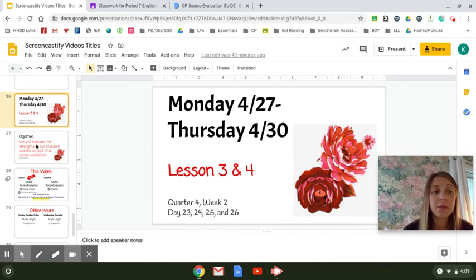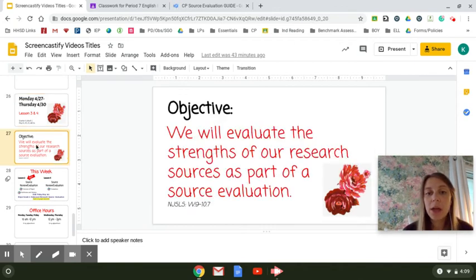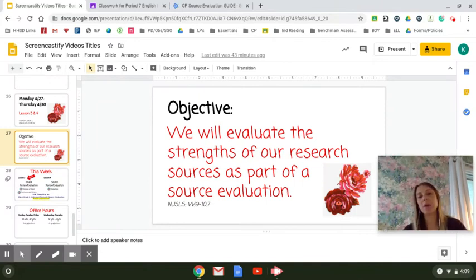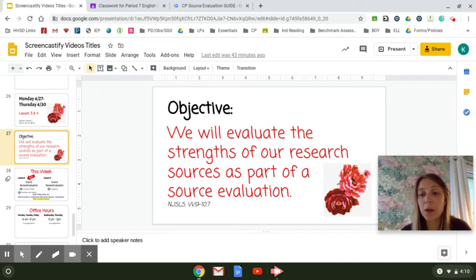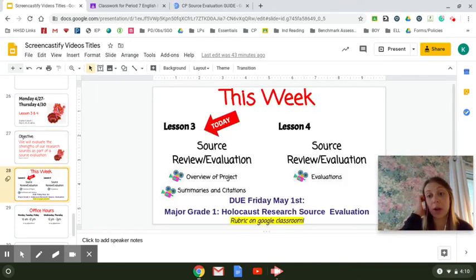The objective is the same for the whole week. We will evaluate the strengths of our research sources as part of a source evaluation, and you're going to submit a Holocaust research source evaluation final paper. And the paper is not very long. For each source, you need to do 2 paragraphs and a citation. So it's not a terribly long document, but it will count as a major grade.